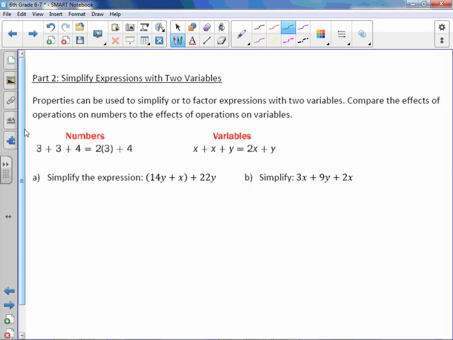Simplify expressions with 2 variables. Properties can be used to simplify or to factor expressions with 2 variables. Compare the effects of operations on numbers to the effects of operations on variables.